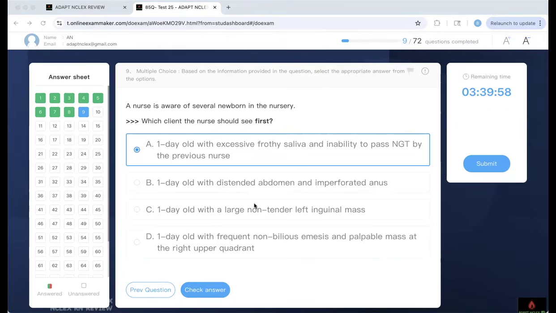A 1-day-old with distended abdomen and imperforated anus. Yeah, it's bad. It's distended, but there's no evidence of early respiratory compromise in this patient. 1-day-old with a large non-tender left inguinal mass. That's expected. That's a hernia in the 1-day-old, expected finding. A 1-day-old with frequent non-bilious emesis and a palpable mass at the right upper quadrant. Pyloric stenosis. All of them are bad. But the most important one is the kid with tracheoesophageal fistula because of respiratory status. Who's going to have aspiration. Therefore, you got to see them first.